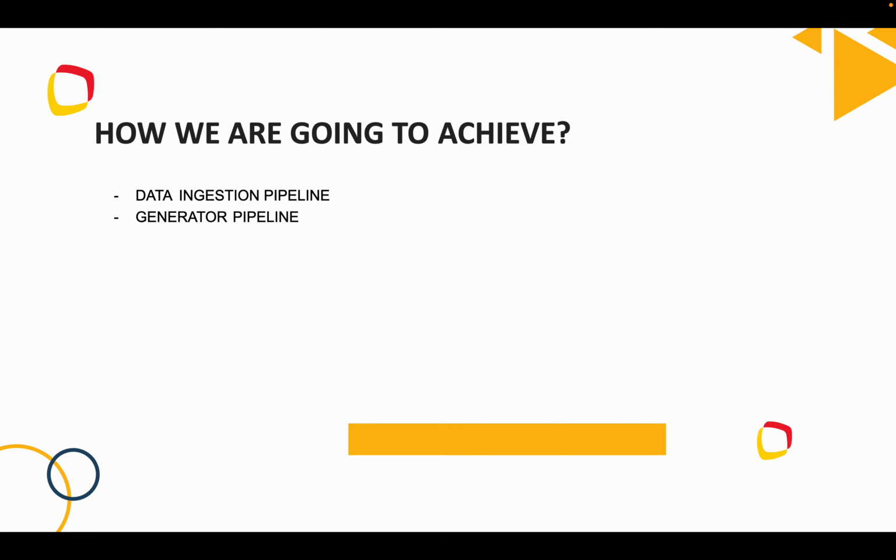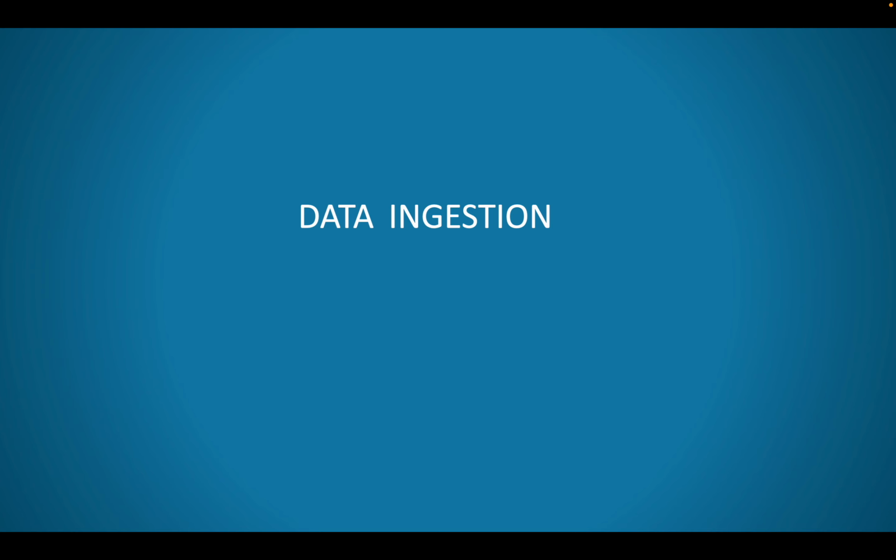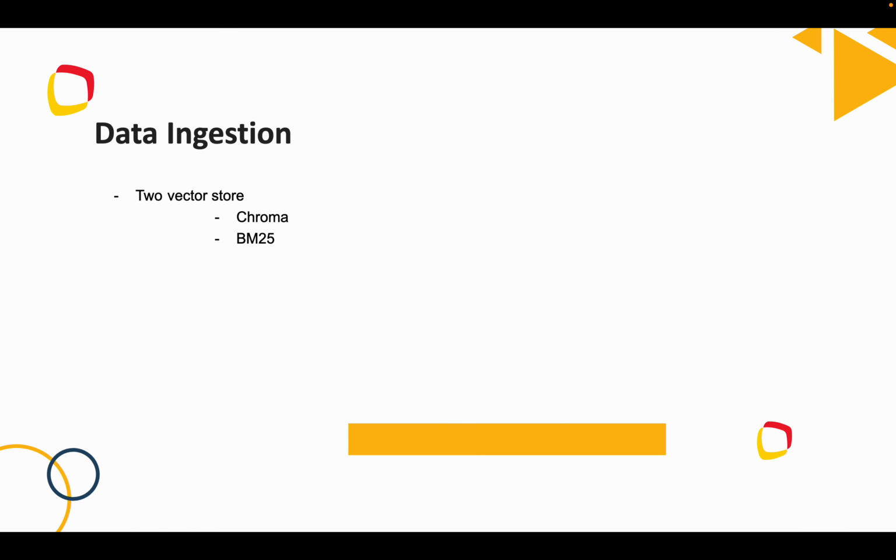So this is what we are going to implement, and how we are going to achieve this. We will have two pipelines. One is the data ingestion pipeline and the other one is the generator pipeline. In the data ingestion pipeline, we will have two vector stores. We will have Chroma and we will be using BM25. First we will see how we can complete the data ingestion, then we will go to the generator part.